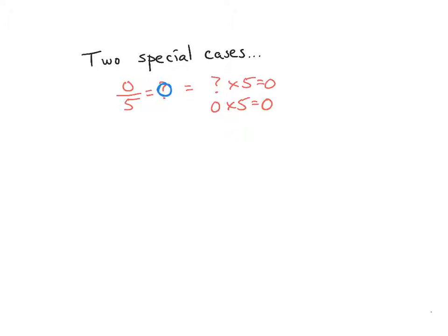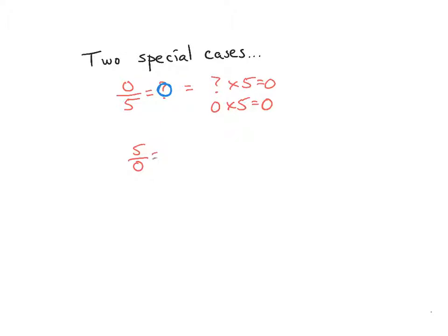But how about if you have 5 divided by 0? That means you have 5 things and you want to put them into 0 groups. Well, it's not possible to put them into 0 groups. You have to put them into at least one group. So this is something that's not possible.